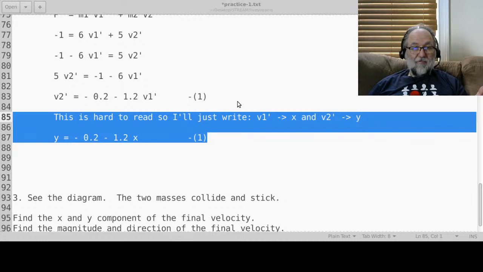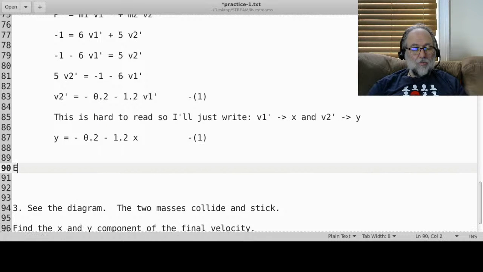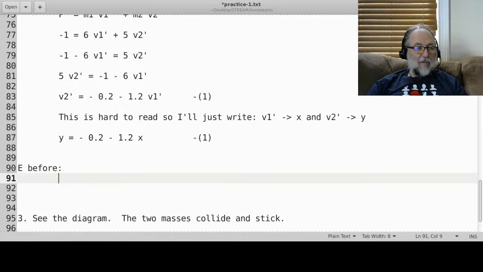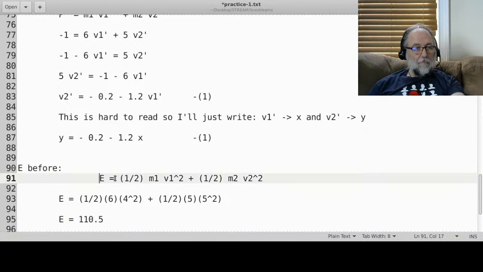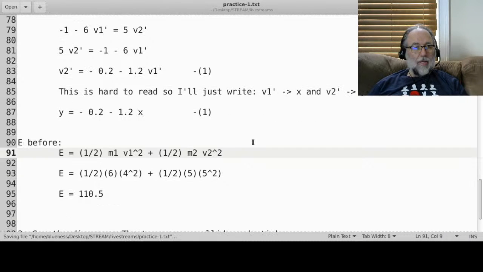So you can't get any further because you don't know x, you don't know y, you can't solve this problem. So now what? Well, let's now do energy before. We actually did this above because nothing changed, but redoing the problem, let me just cut and paste all of that information there.